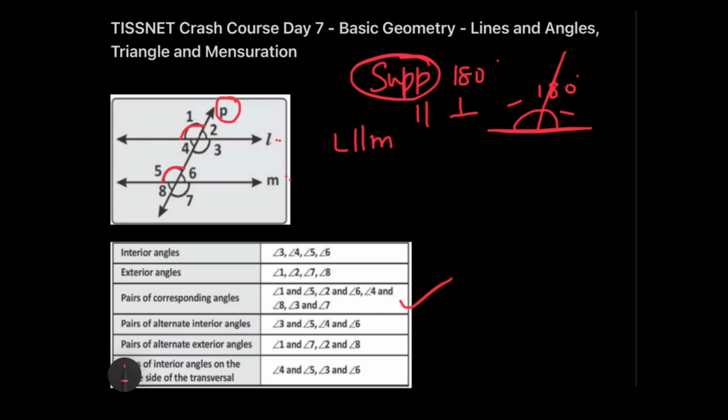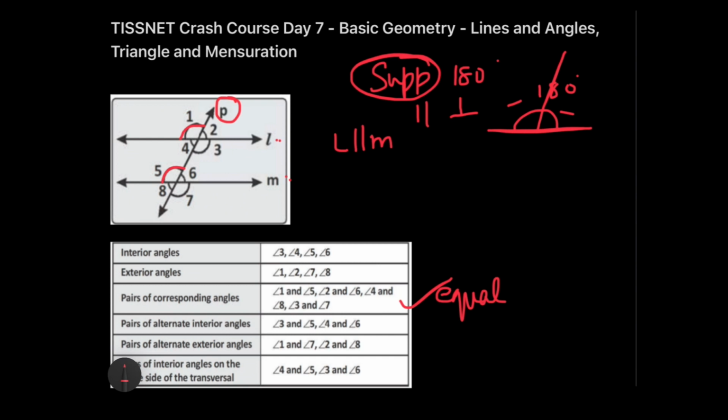And what is the property shown by the corresponding angles? Corresponding angles are equal. That means if I say angle 1 is equal to 30 degrees, then angle 5 has to be 30 degrees. Similarly, if angle 3 is 60 degrees, then angle 7 has to be 60 degrees, like that. A pair of corresponding angles is always equal.